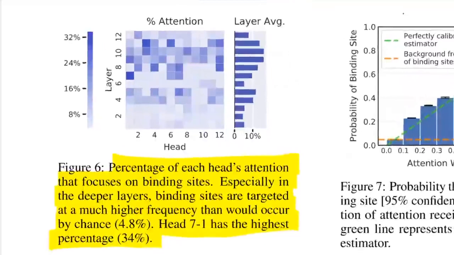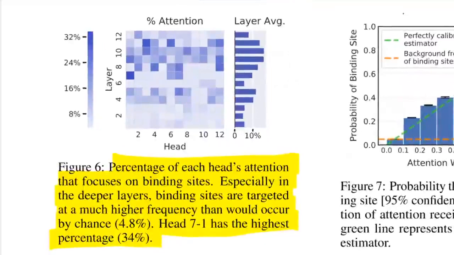So also here you can see that it is spread out, but this is because multiple heads are now focusing on these binding sites, because probably binding sites come in different variations. So you'll have lots of heads specializing on attending to binding sites. And they say it is much higher frequency than would occur by chance. And you can see here, this head is the highest with 34% of its attention focused on binding sites.